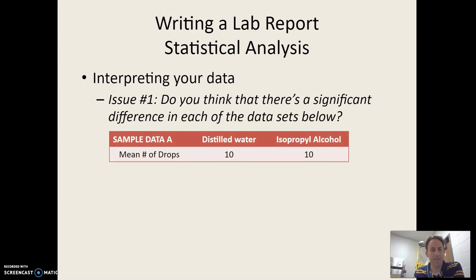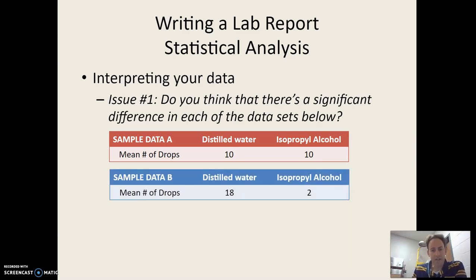So look at these data. Let's suppose you collected a number of drops on a penny and you found that you got 10 on water and 10 drops of isopropyl alcohol to fit on a penny. Is there a difference between those two? I think everyone in the world would say, no, there is not. 10 is the same as 10, so there's clearly not a difference.